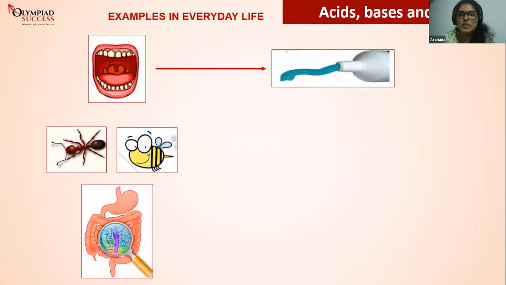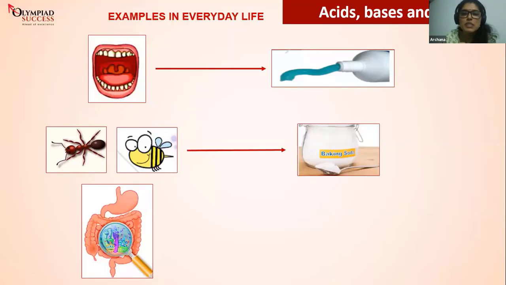We can use a base. That's right. Because the sting contains acids, we can treat it with a base. One such base which is used is baking soda. We can also use calamine lotion. The calamine lotion which you get also contains a base. So when you get some allergies or bites, you apply calamine lotion so that we can counteract whatever acid is present in our body which is causing the sting.